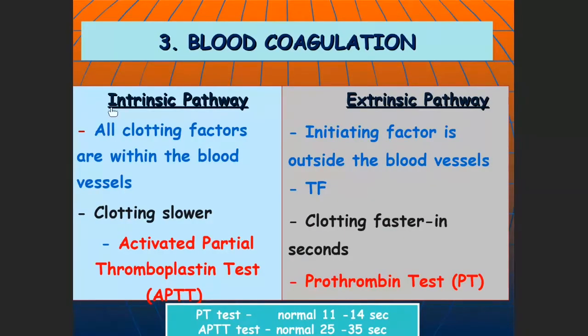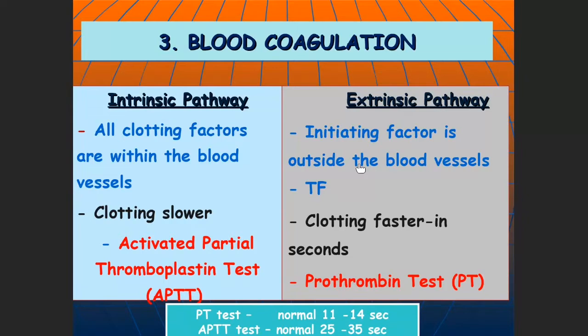What are the differences between the intrinsic and the extrinsic pathways? In the intrinsic pathway, "in" means inside. All the clotting factors are within the blood vessel. They are present in plasma. While for the extrinsic pathway, the cofactor which initiates the extrinsic pathway is derived from outside. It is a tissue factor derived from outside the vessel, the plasma. It is from injured tissue.